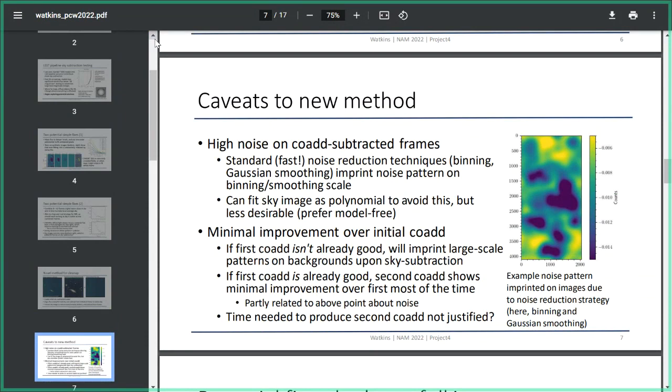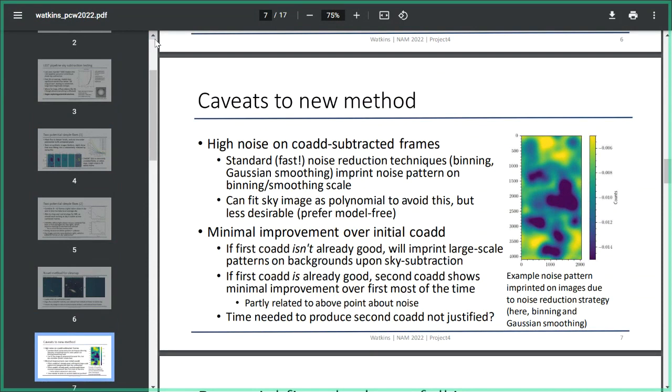I'm showing an example of residuals from this coadd subtraction technique on some simulated images on the right. And you can see that you end up with this sort of Gaussian pattern at the binning/smoothing scale that you use to get rid of your noise. So again, you'll be adding a little bit of noise onto every frame that you subtract these from.